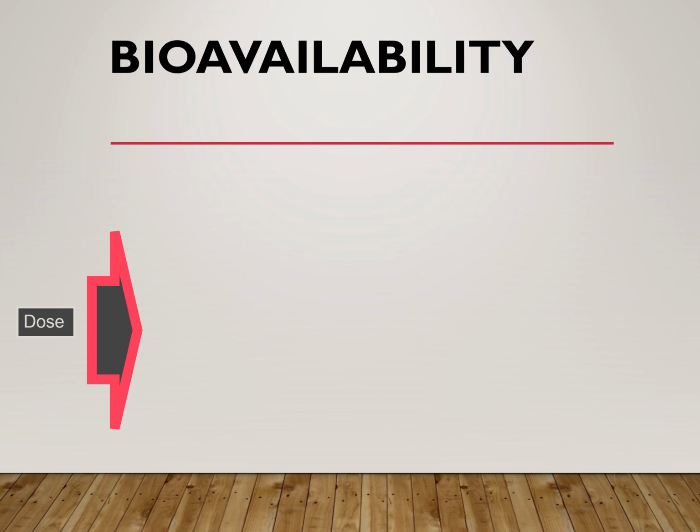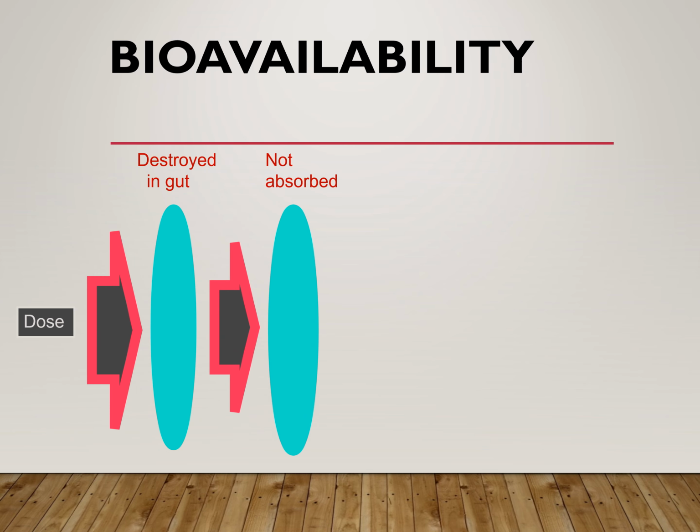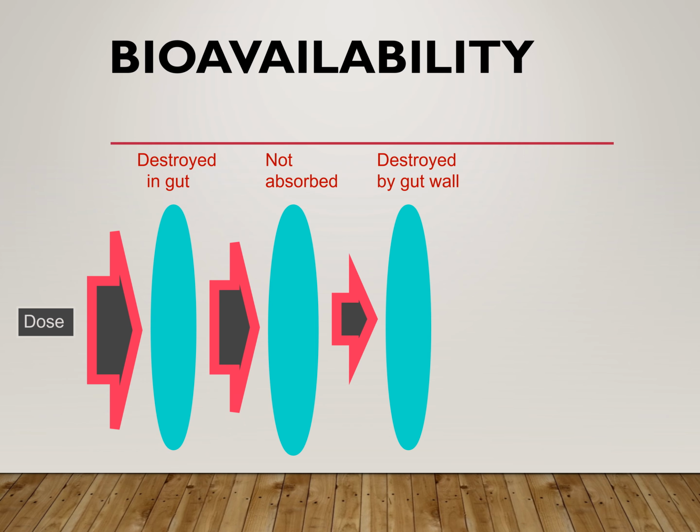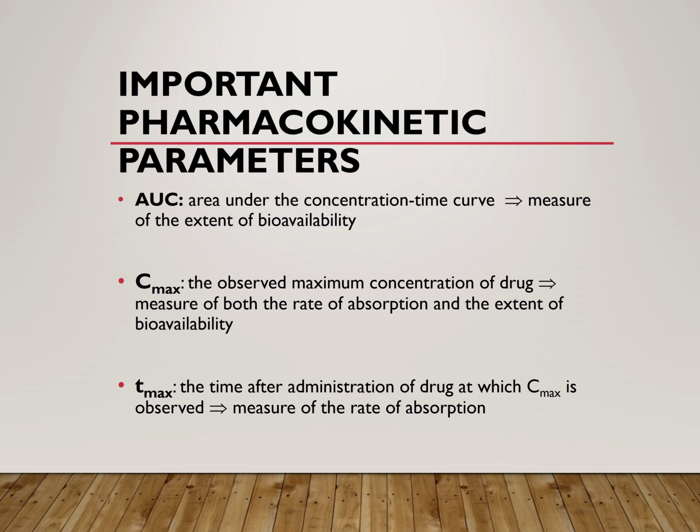Next is the first pass effect, and here in some slides I will show how bioavailability is decreasing. First is the dose. After that, it is destroyed in the gut. Then again it is not absorbed, then again it is destroyed by the gut wall, then again it is destroyed by the liver. So it doesn't reach the systemic circulation properly.